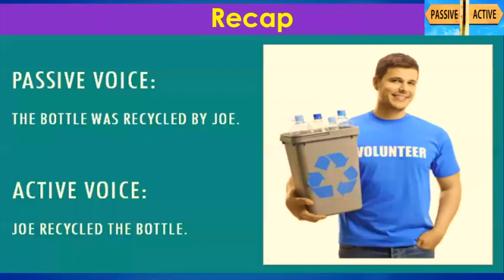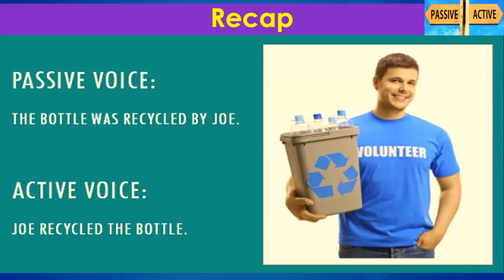So let's have a recap. Passive voice sentence. The bottle was recycled by Joe. Passive voice because the subject is bottle, the verb is was recycled, but the doer of the action is not the subject, rather, it's Joe, which is at the end of the sentence. Passive voice. Active voice sentence. Joe recycled the bottle. Subject is Joe. Verb recycled. Now, who is doing the action of recycling? It's still the subject, which is Joe.